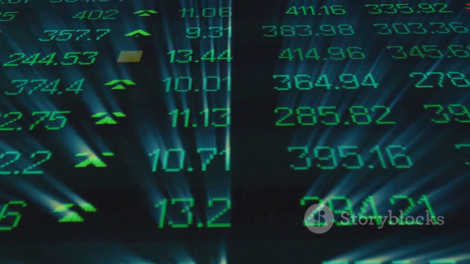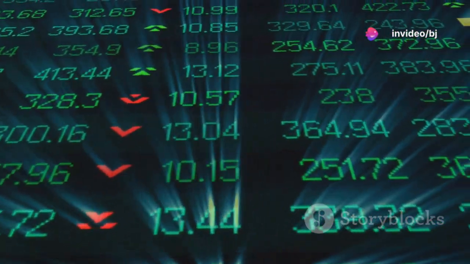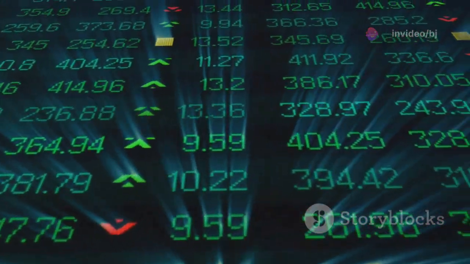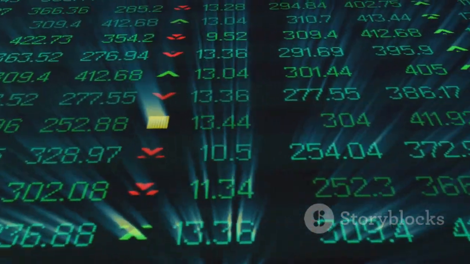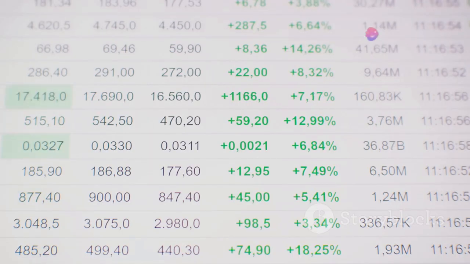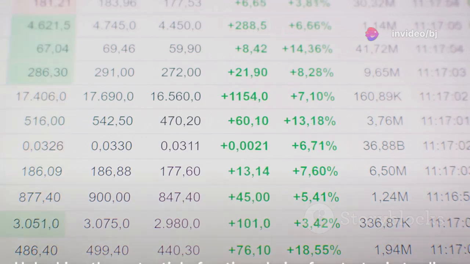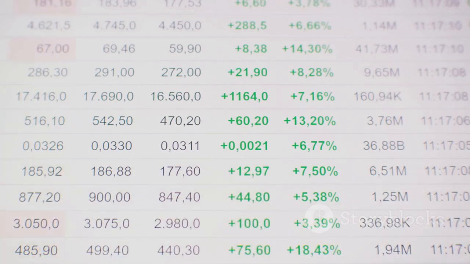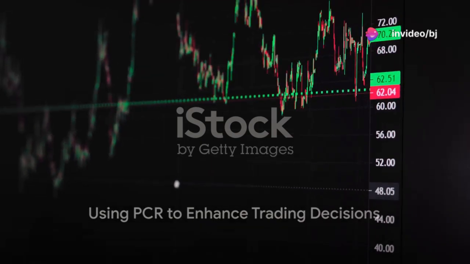Moreover, the insights gained from these metrics aren't just for individual stock options. They can be applied to index options, giving you a broader view of market sentiment and potential trends. This broader perspective can be crucial during market-wide events or fluctuations, allowing you to adjust your portfolio strategy to either hedge existing positions or to take advantage of anticipated movements. Leverage these insights from option chains, and you transform data into a strategic trading advantage. Combine the power of PCR with your trading strategy for enhanced decision-making.